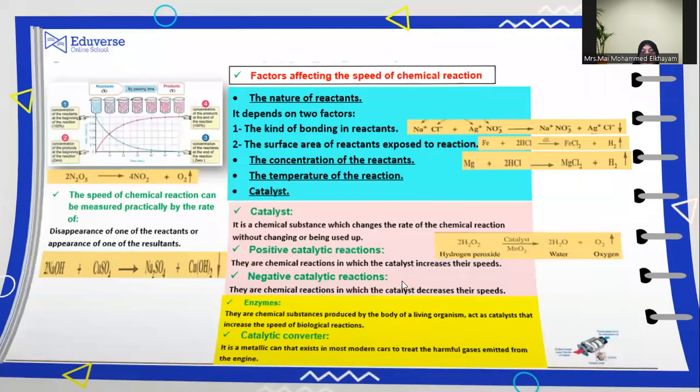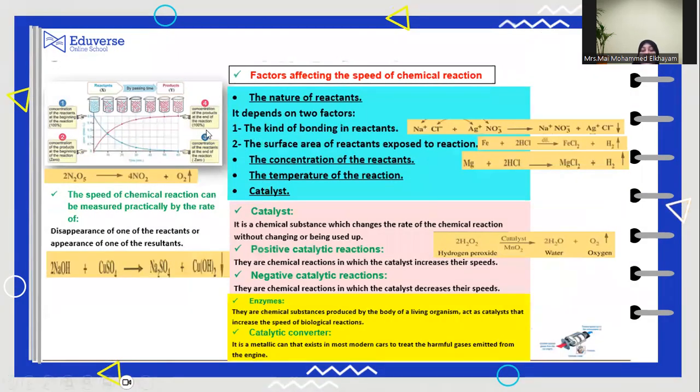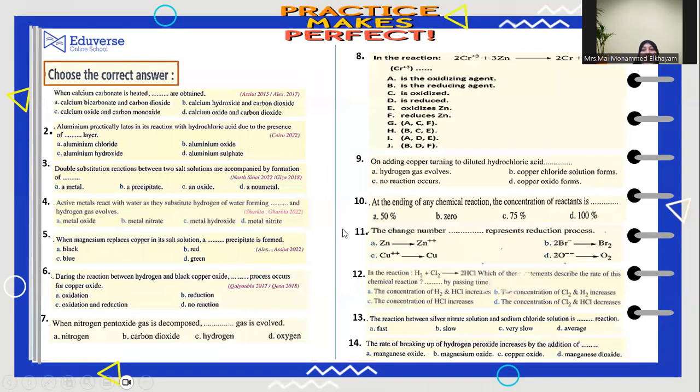Okay, let's go. This is a way also to collect all of the reactions that we talked about in this lesson. Just be careful to revise from your book. I have here also positive catalytic reactions, negative catalytic reactions, and we talked about the catalytic converter. The catalytic converter is a metallic can that exists in most modern cars to treat the harmful gases emitted from the engine. Okay, let's go. So are you ready to practice? I know that you can do it.